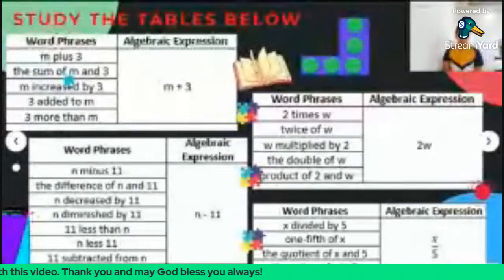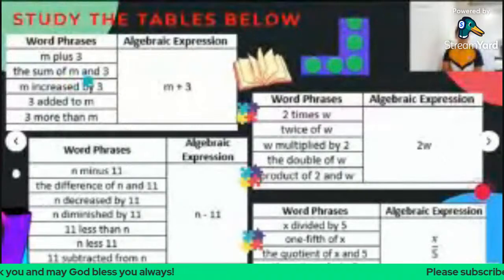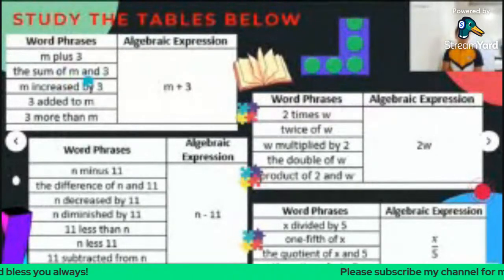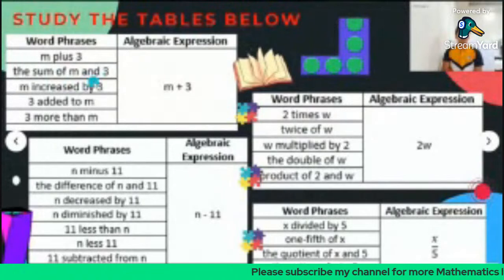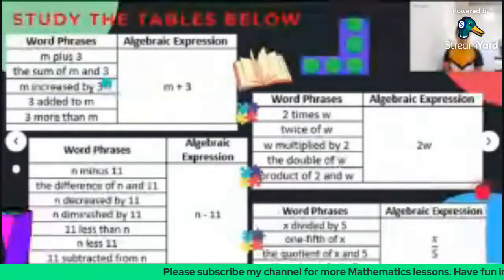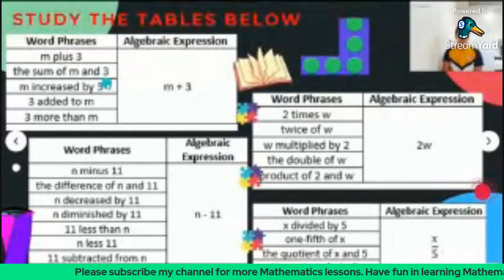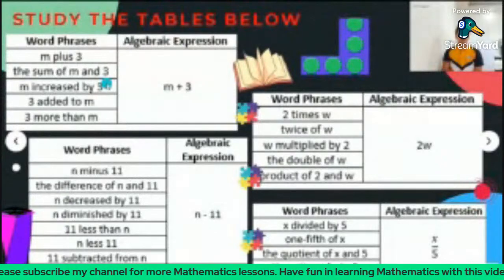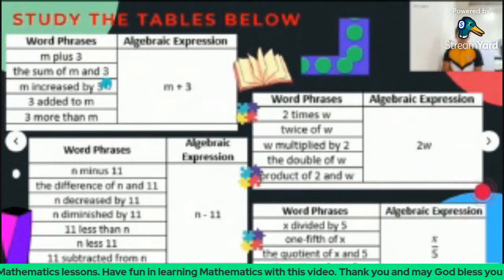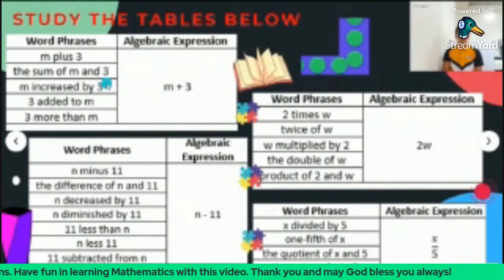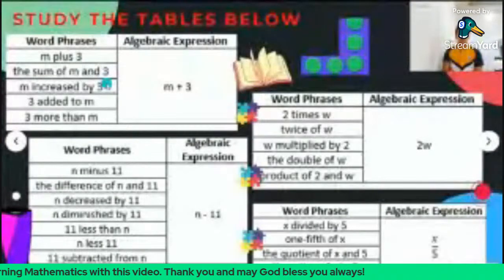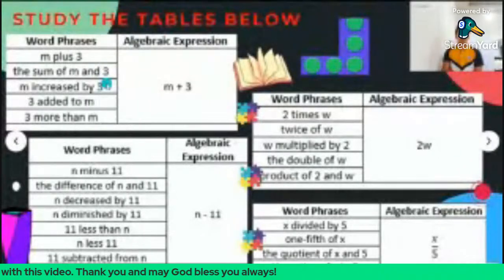Let's proceed. The word phrases and algebraic expression. So we have 2 times w, twice of w. We have also w multiplied by 2, the double of w, and product of 2 and w. So for the algebraic expression, it would be 2w.